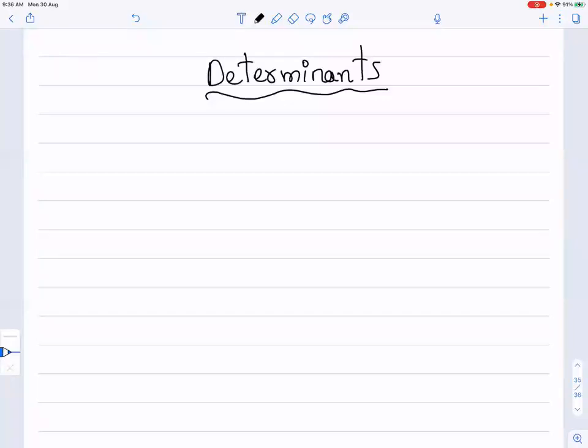Let's start with determinants. Now, if you have a determinant, let's say a1, a2, a3, b1, b2, b3, c1, c2, c3. You are introduced to determinants with this, correct, students? A 3 cross 3 determinant or a 2 cross 2 determinant.